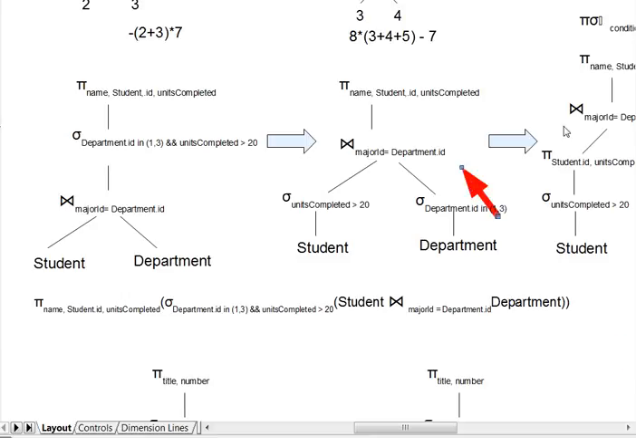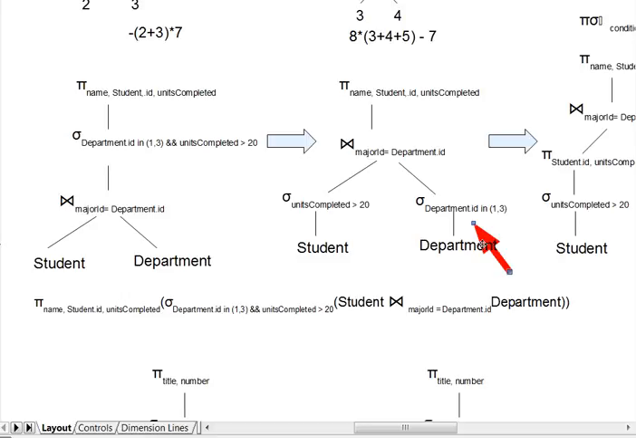This revision splits the select on the two conditions, department ID in 1, 3 and units completed greater than 20, into two selects, and then pushes them down below the join. So let's look at this in two steps. Question 5. Why did we split the selection into two parts when we decided to apply it directly to the relations before doing the join?